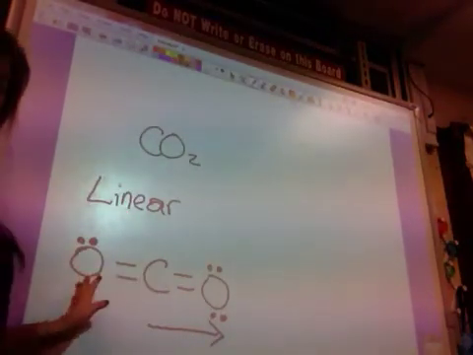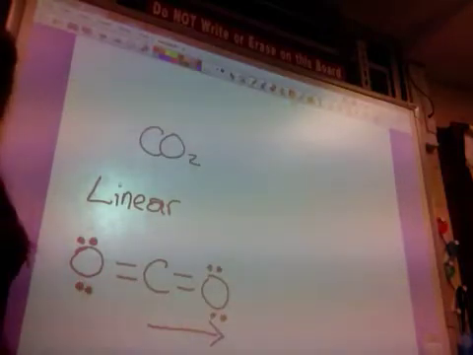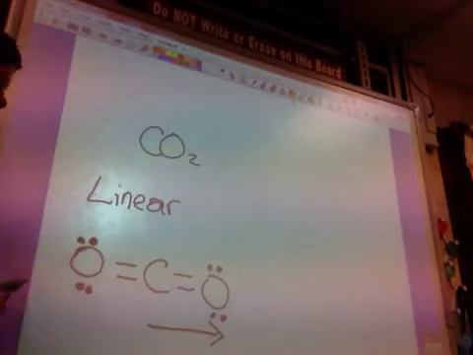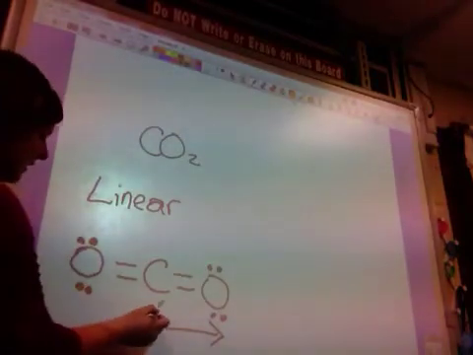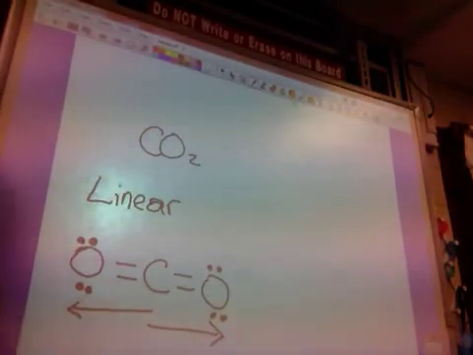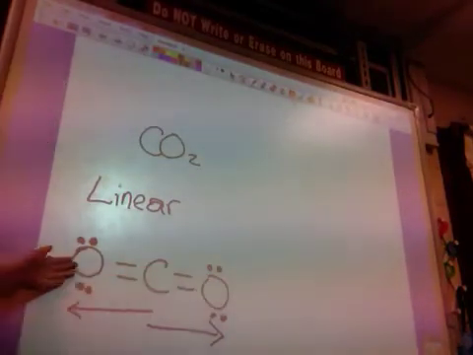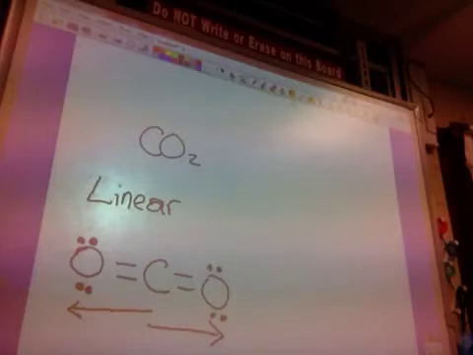Now I'm going to look at this bond. I have carbon and oxygen. It's the exact same bond. It's just that now oxygen is more electronegative in this case. So this arrow is going to go this way. So I have a dipole going this way in this bond, and then there's another dipole going out in the opposite way for this bond.